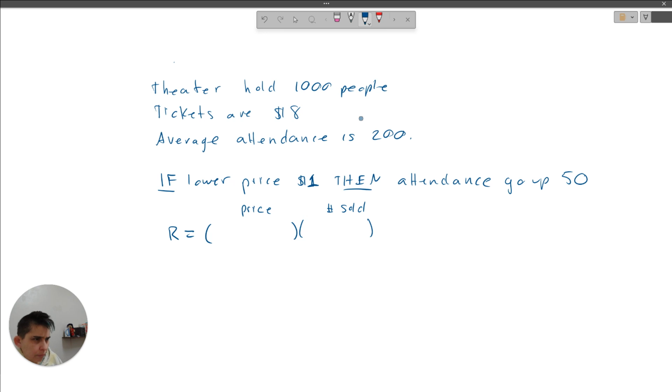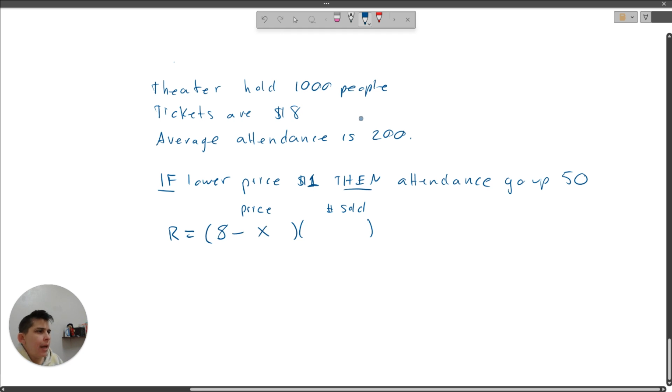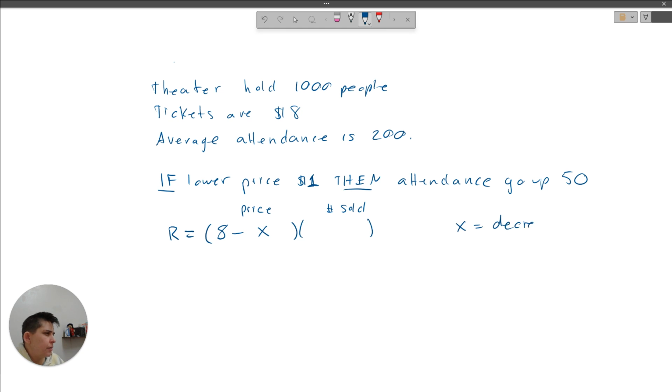So the price is going to be $8 minus X. So X is going to be how many times we decrease the price by $1. Okay, so if X is 1, then we've lowered it to $7. So then the number of people that are coming is going to be 200 plus 50 times that number.